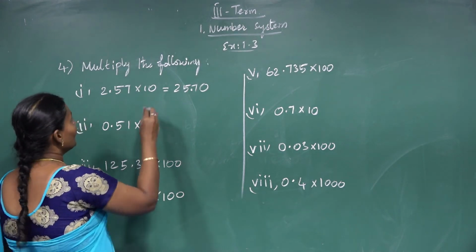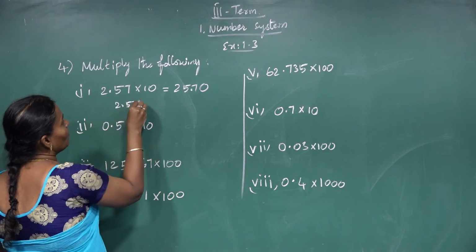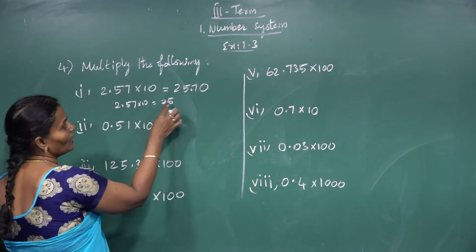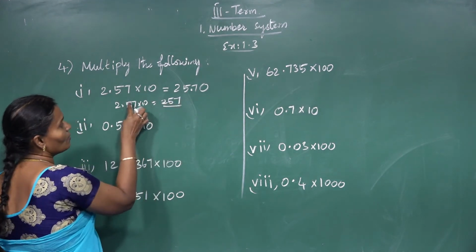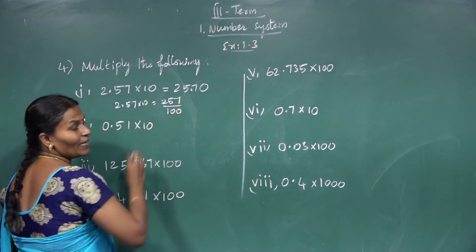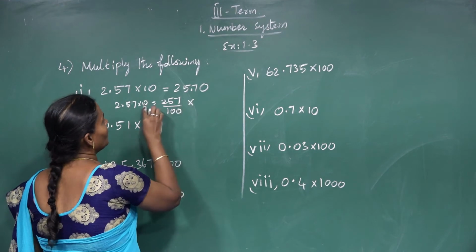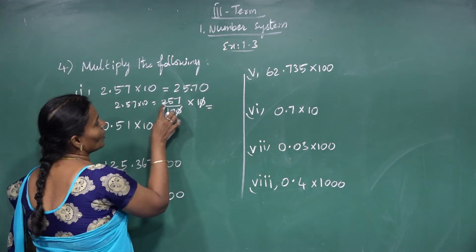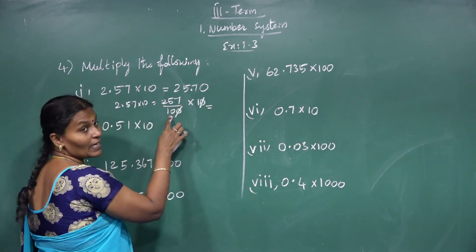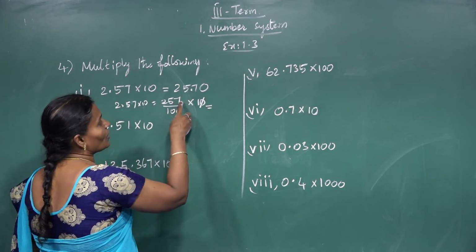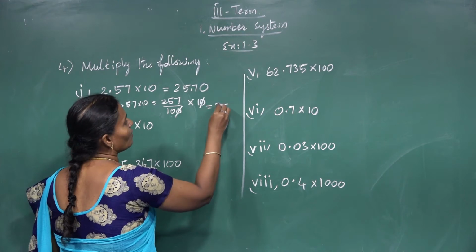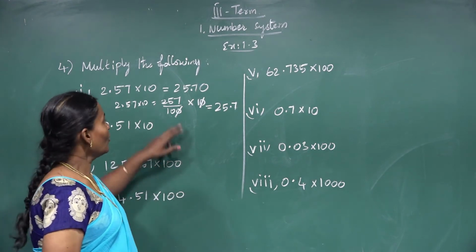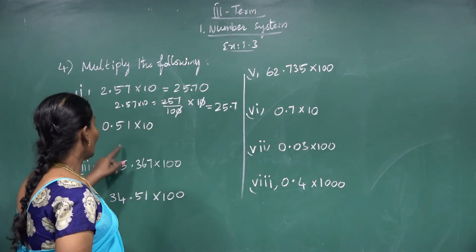One more method. See. So 257 multiplied by 10. This one you have to write 2.57 multiplied by 10. You write 257 by 100, since there are 2 decimal places. Okay. So multiplying by 10, the 10 cancels. So this is equal to 257 by 10, which means denominator of 10. Okay. So you put the decimal point after 1 digit. So 25.7. Okay. This is the answer. You can do any one method. Okay. Now see here.